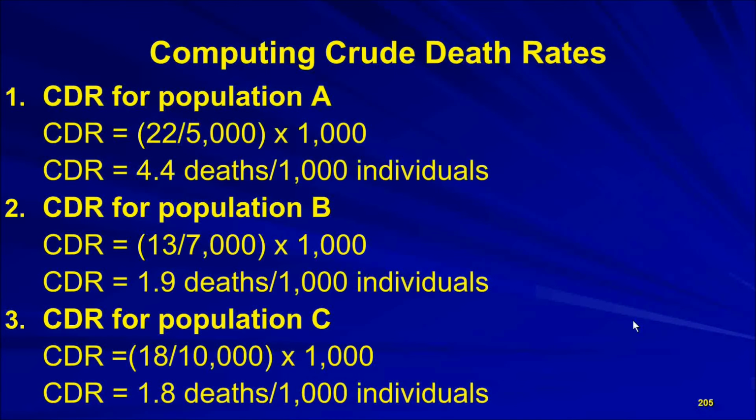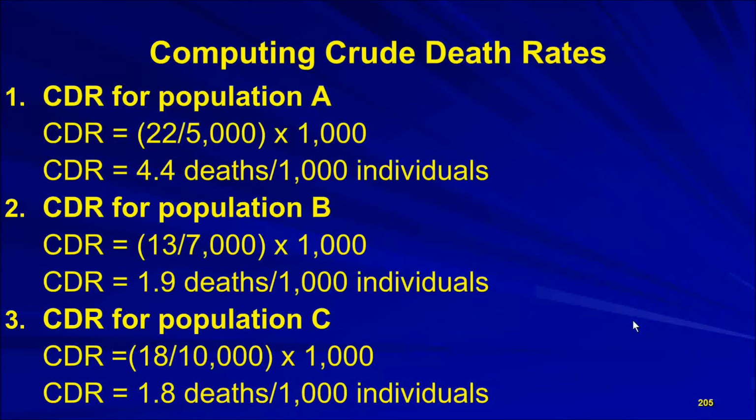Okay, this is what we know. Our crude death rate is 4.4 per 1,000 individuals. That was in population 1. It's 1.9 deaths in population 2, and it's 1.8 deaths in population 3. So what would you conclude from here?